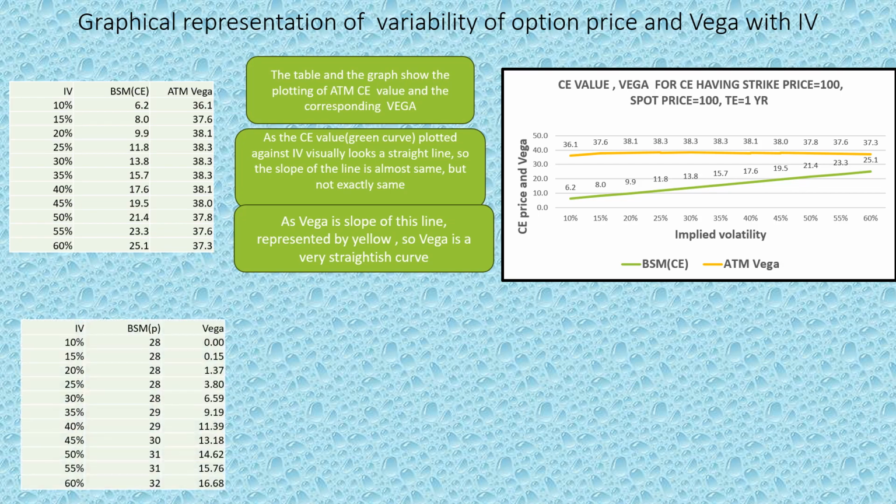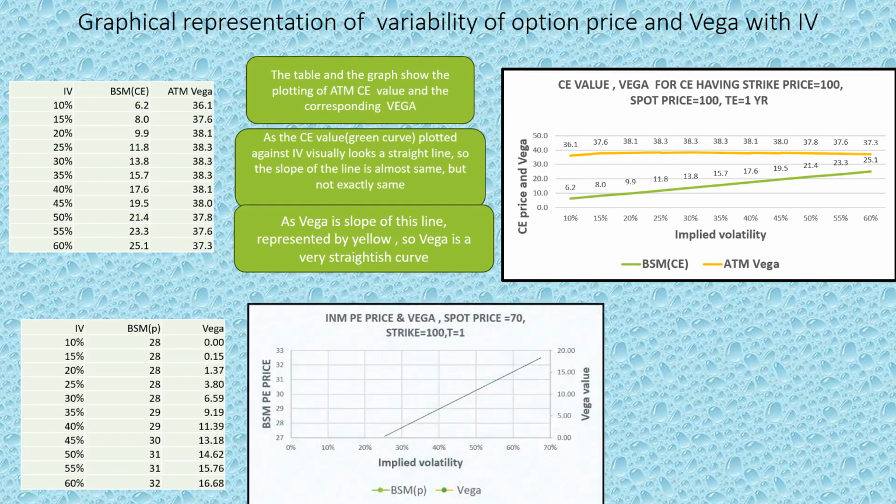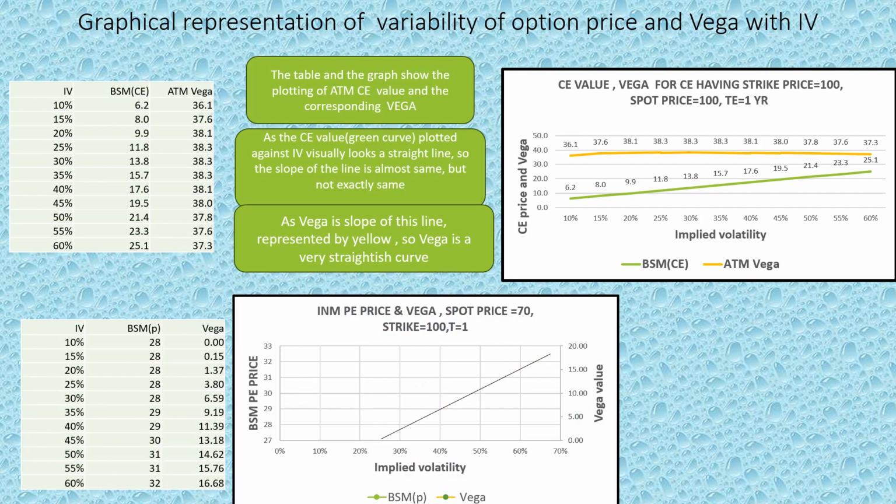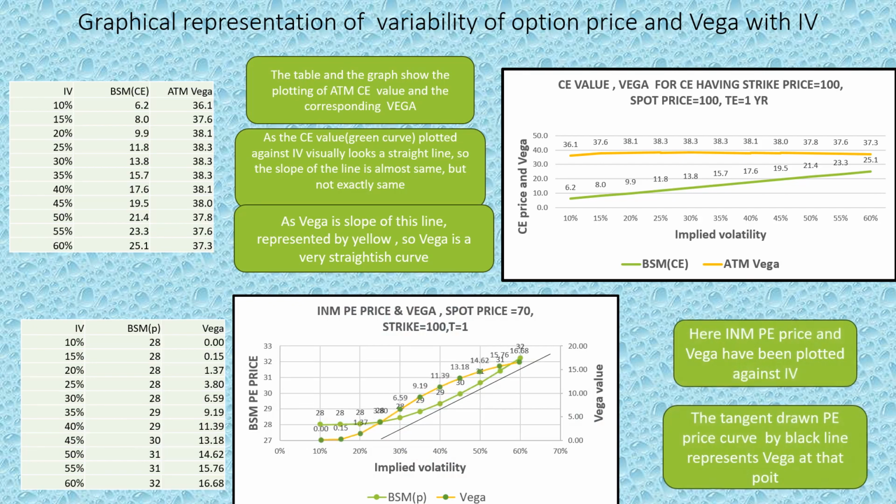Now the second table shows the put price and the Vega of an in-the-money put option plotted against the implied volatility. Here the in-the-money put price and Vega have been plotted against implied volatility. The put price is shown by the green colored curve and the Vega is shown by the yellow colored curve. The tangent drawn to the put price curve by the black line represents the Vega at that point.